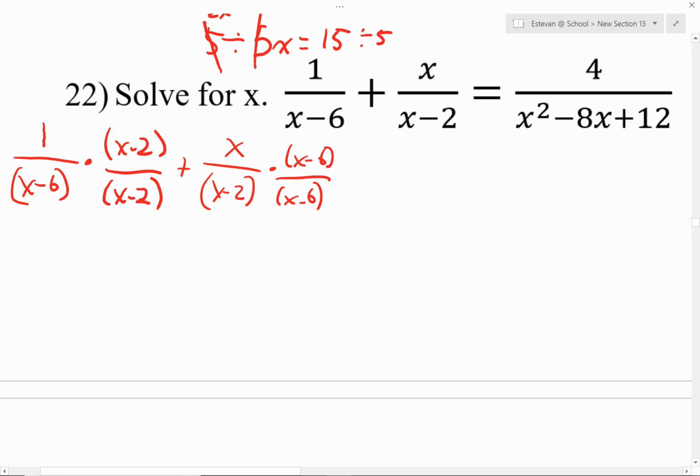Remember, the goal is to get a fraction equal to a fraction. Here we have two fractions equal to one fraction. So therefore we need to condense, we need to simplify this addition right here.